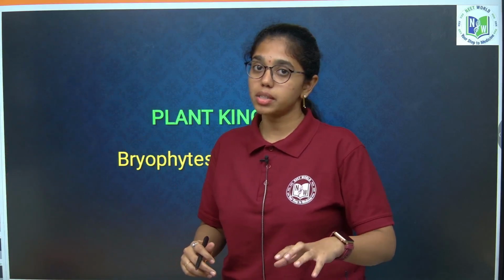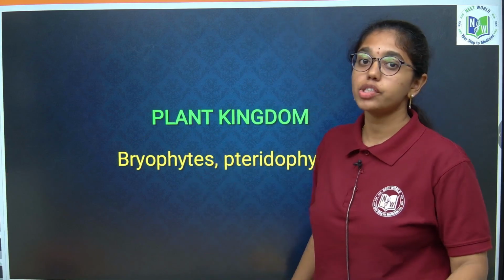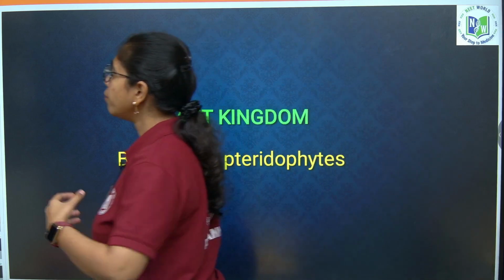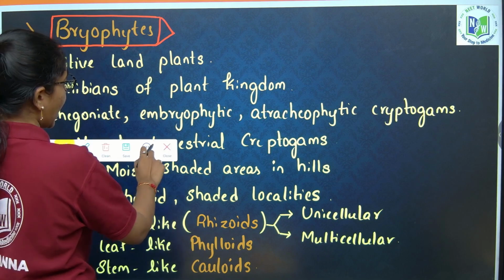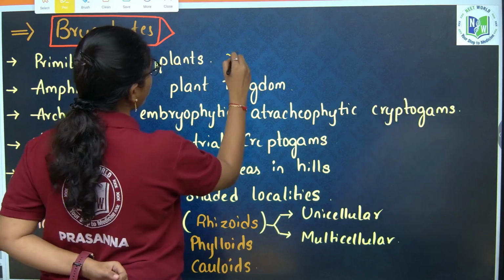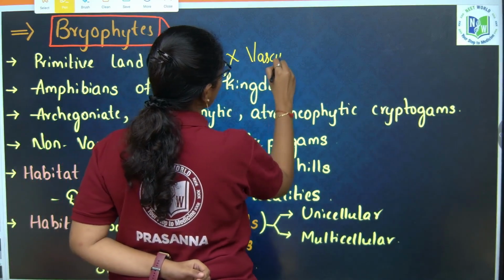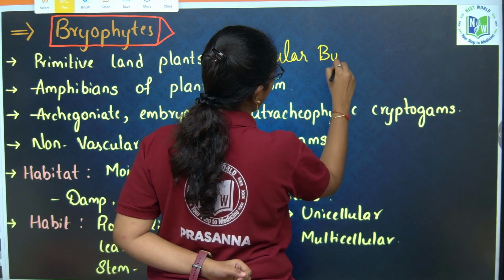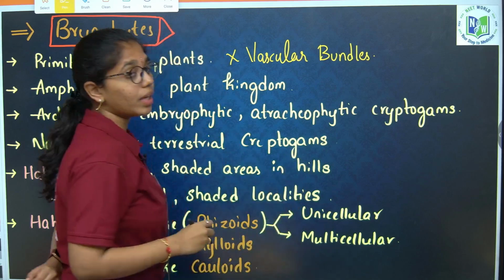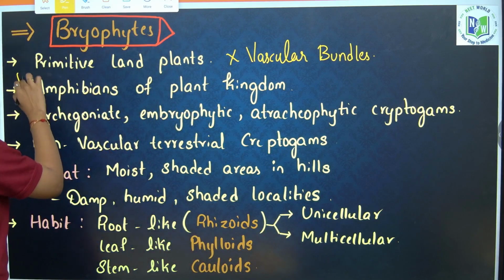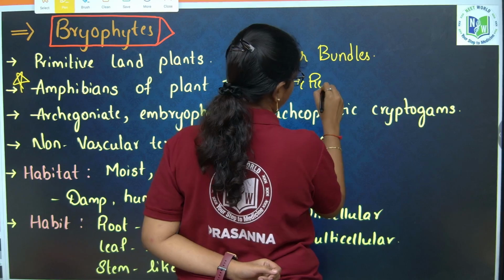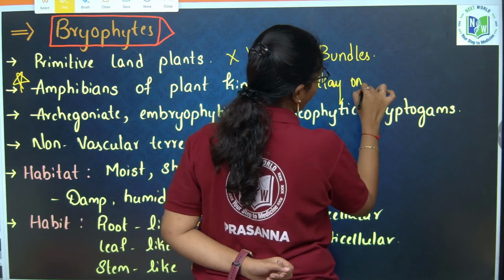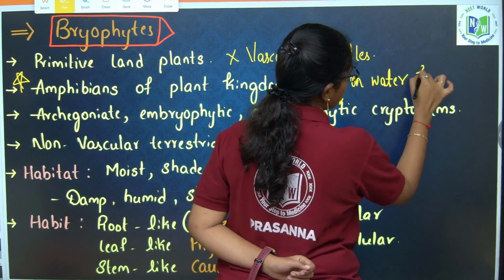Today we are here to discuss the topic Bryophytes and Pteridophytes from the chapter Plant Kingdom. If you look into the general characteristics of bryophytes, they are said to be the primitive land plants, the first evolved land plants, without any vascular bundles, and they are said to be the amphibians of the plant kingdom. This is because they have to rely on water for sexual reproduction.